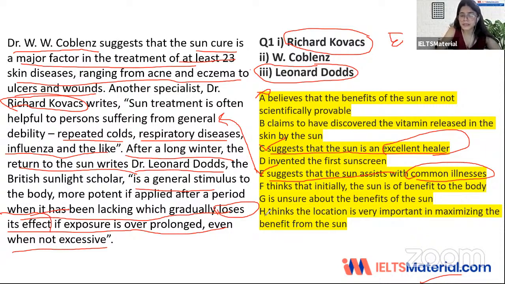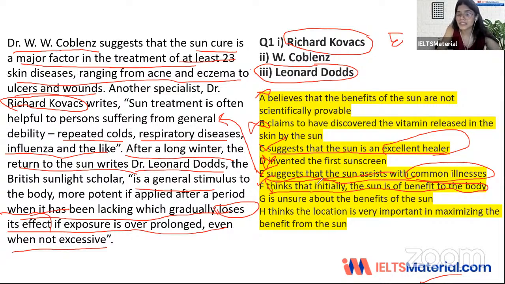If we go to this, claims that he discovered the vitamin released in the skin by the sun. No, this is not the answer. Invented the first sunscreen? No. But if we go to the next option, thinks that initially the sun is of benefit to the body. So we get that this is associated with the answer.